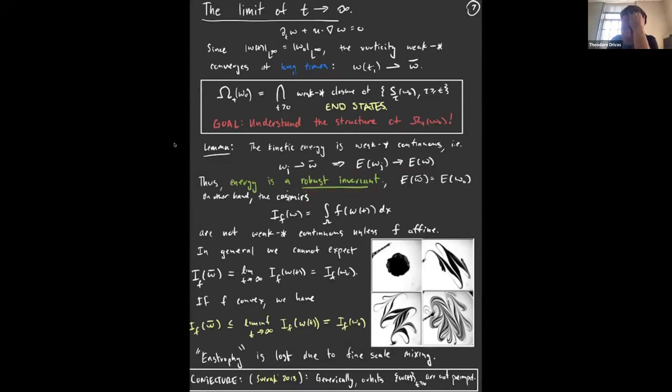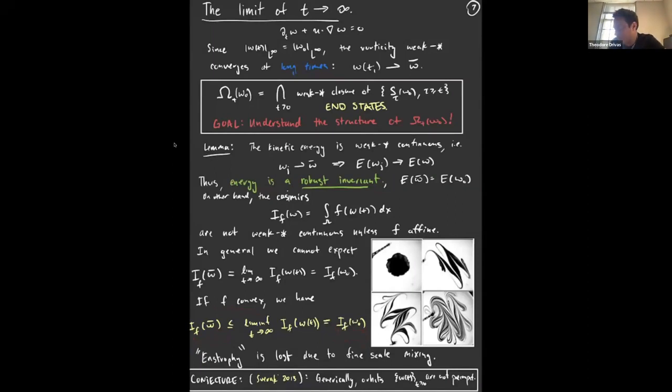You don't change it in this infinite time limit. Whereas there are other things that you can change. All the other infinitely many conservation laws for Euler, the Casimirs, those could change, because in general, a function of vorticity, if it's not linear, is not weakly continuous. And in fact, all you know, for example, is that if f, this function, is convex, then the Casimir of the weak limit is less than or equal to the Casimir of the data. Say the entropy of the limit is less than or equal to the entropy of the data.